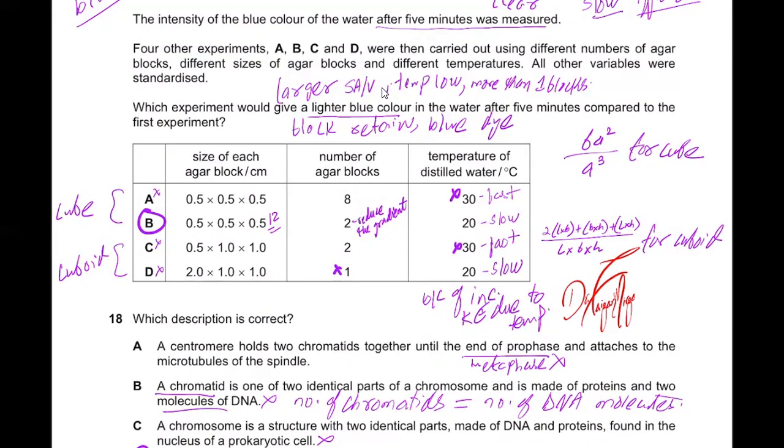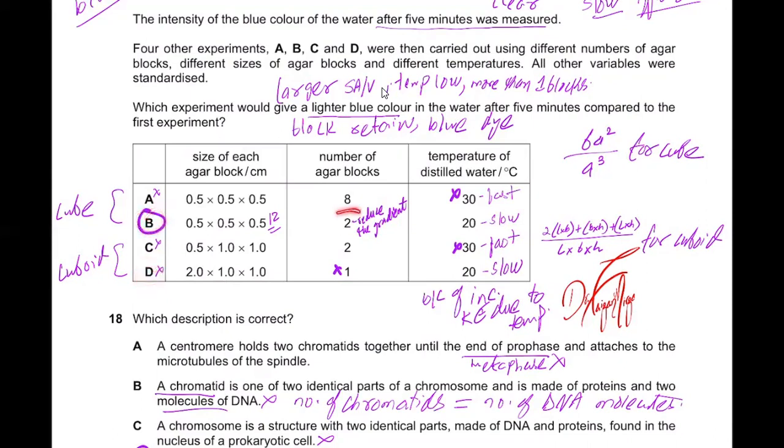So if we go for the size of blocks, the temperature and the number of blocks, temperature 30 degrees Celsius cannot be the answer, because 30 will provide a higher kinetic energy. Diffusion will be much faster. The answer must be for 20, which will be slower diffusion. Now you have to pick between B and D.